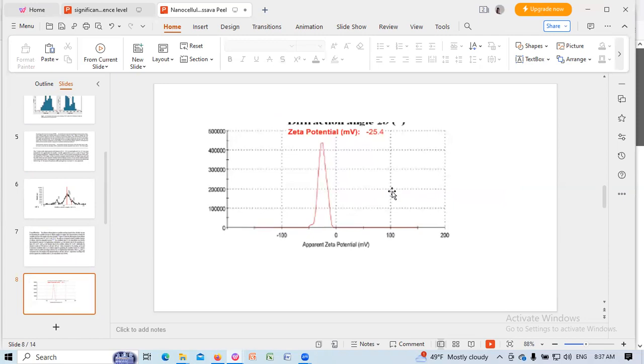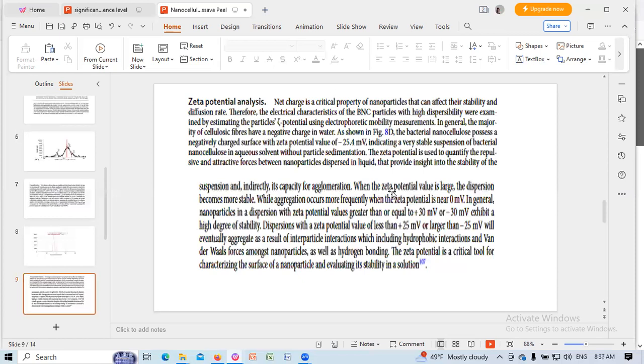In the study of zeta potential, the zeta potential value is minus 25.4 millivolt, indicating a stable suspension of the bacterial nanocellulose. This is the explanation of the zeta potential analysis.